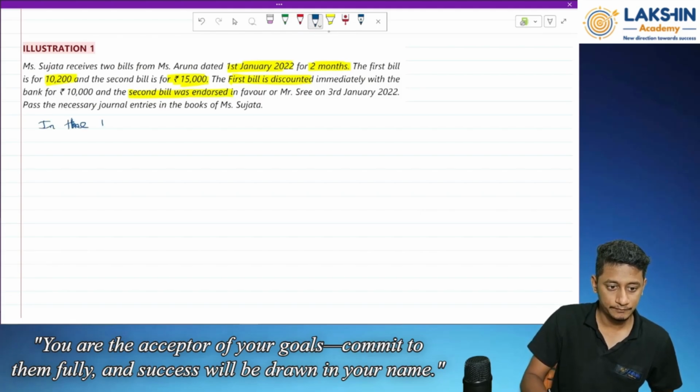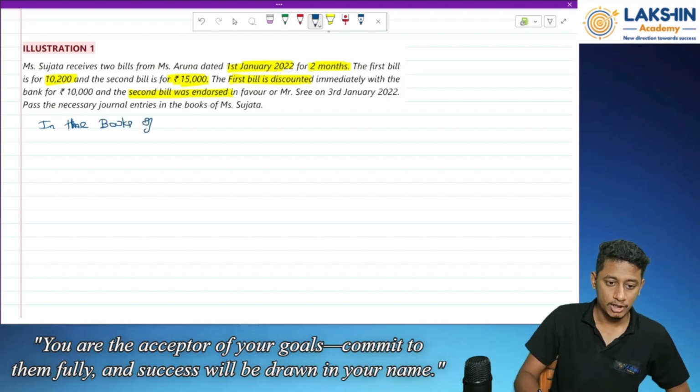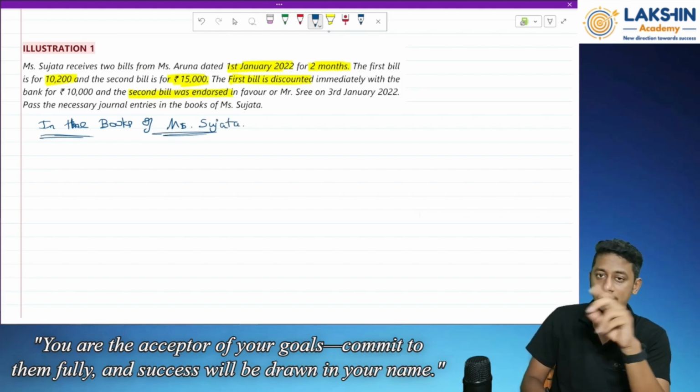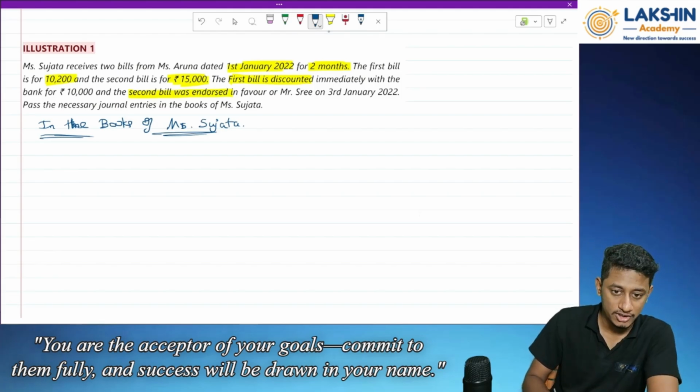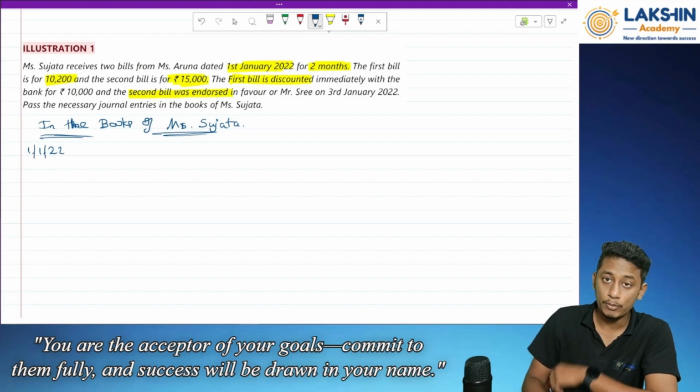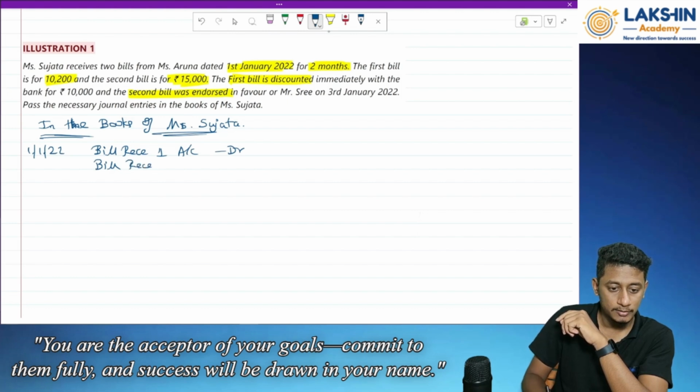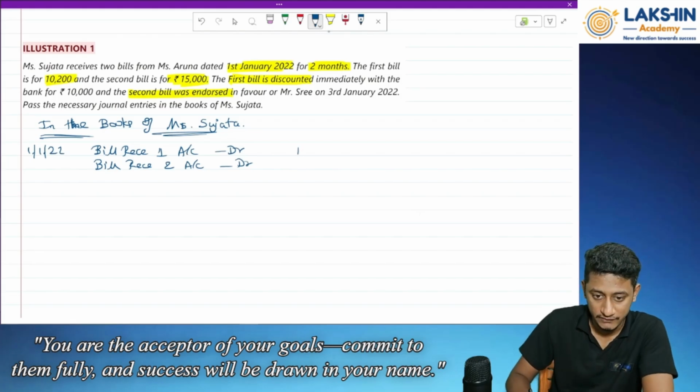In the books of Miss Sujata. So we have first bill and second bill. So what we can do is, on 1st of January 22, I will open two different bills receivable accounts. Bill receivable one account debited, bill receivable two account debited. So it should have a bifurcation. The first value is 10,200, second value is 15,000.